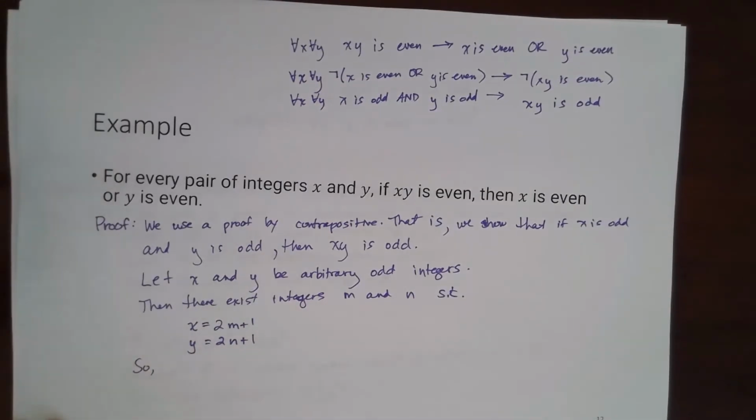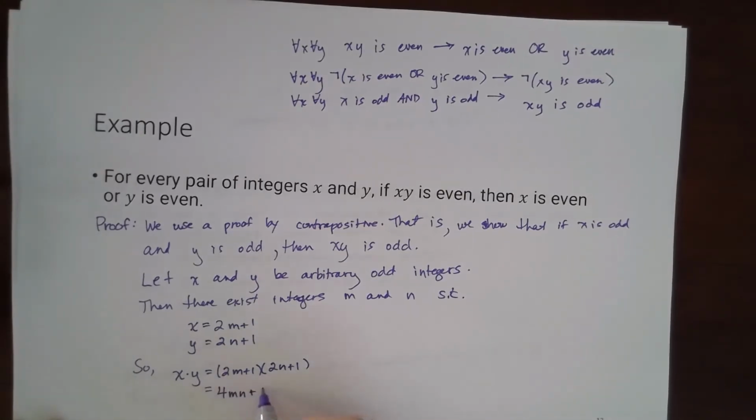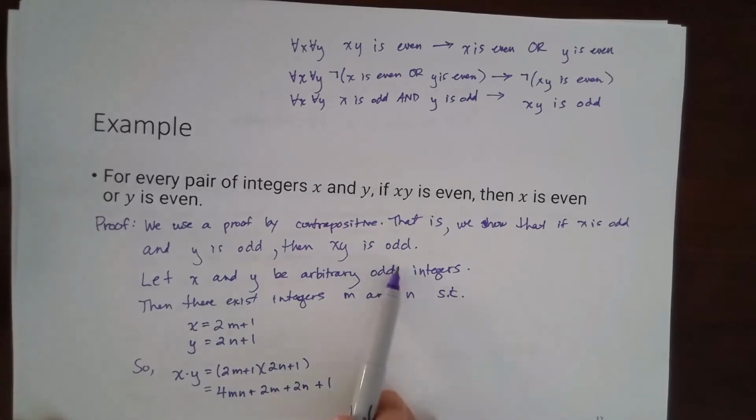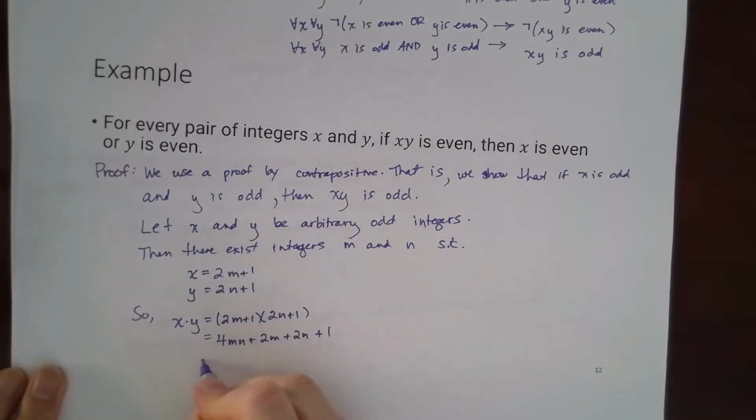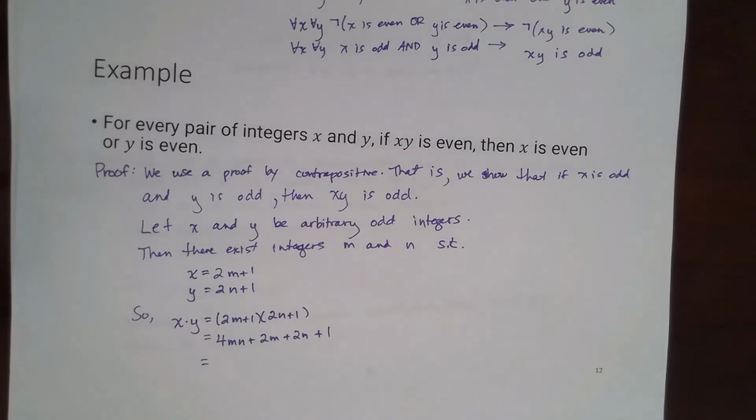Okay, so now we want to make an argument about the product. If we look at x times y, then we can substitute our values, and that's going to be (2m plus 1) times (2n plus 1). All right, so if I multiply that out, I'm going to get 4mn plus 2m plus 2n plus 1. And I'm trying to show that that is odd. So what am I going to have to do to show that that's odd?